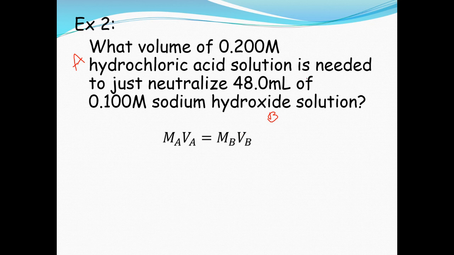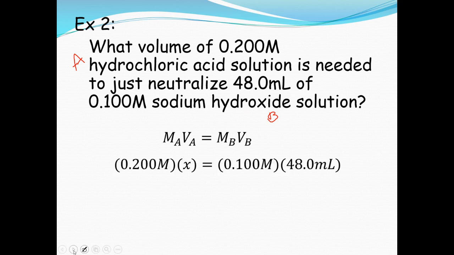So the molarity of my acid is the 0.2 molar. The volume of the acid is what we're looking for, because it's asking us what volume of that acid. The molarity of the base is the 0.1 molar, and the volume of the base is 48 milliliters. So we'll plug in our values and solve for X. And so we see that it's going to take about 24 milliliters of our acid to neutralize that amount of base.